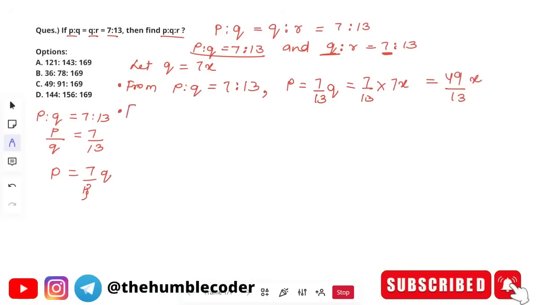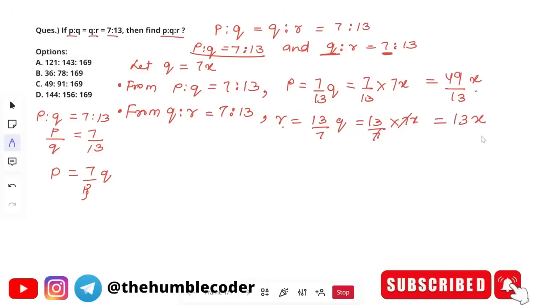Now again from the second equation, which is Q is to R is equals to 7 is to 13, this time we are going to find out the value of R. So R will be how much? R will be 13 by 7 Q. So 13 by 7 into 7x, this is going to cancel 7 and 7, we are going to get 13x. We have found the value of P in terms of x, we have found the value of R in terms of x, and we have also assumed the value of Q in terms of x. Now let us substitute all these values. So P is to Q is to R, what can we write?